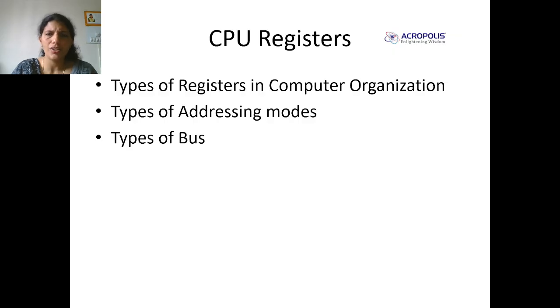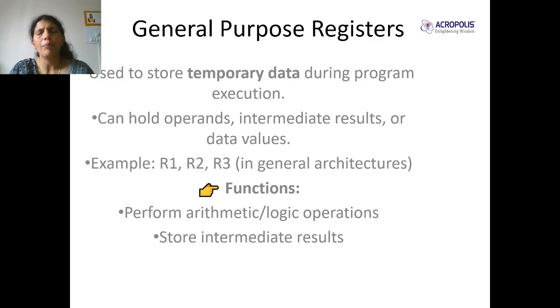Now come to the register. Registers are storage devices which are used to store data. There are different types of register. The first one is the general purpose register, used to store temporary data during program execution. It can hold an operand, intermediate result or data value. Example: R1, R2, R3. Mostly we have seen MOVE R1.